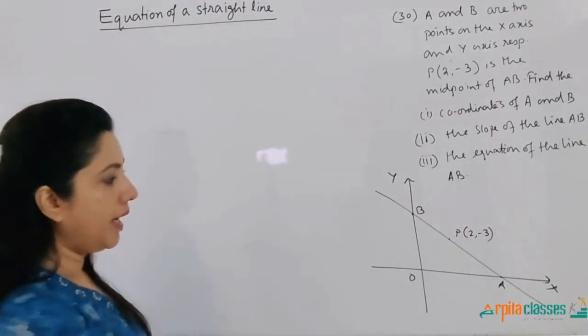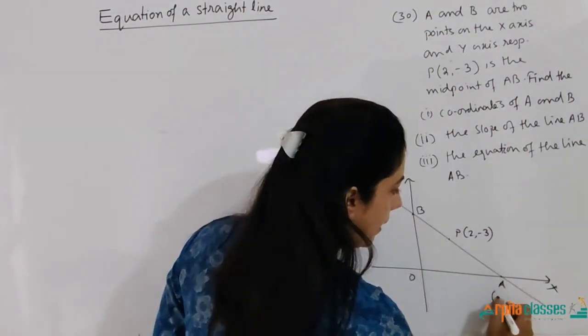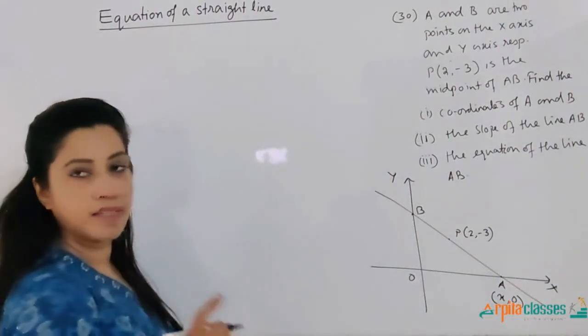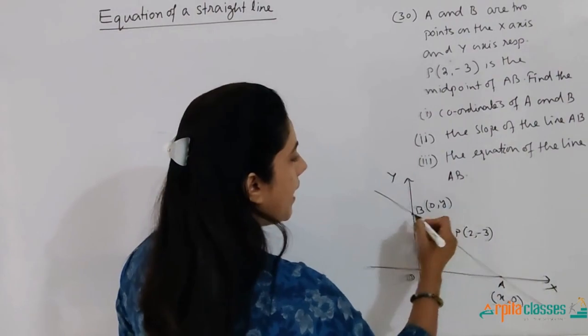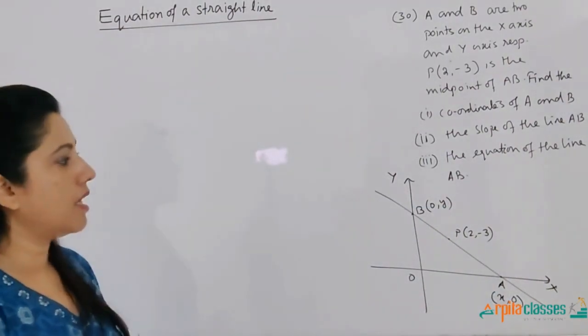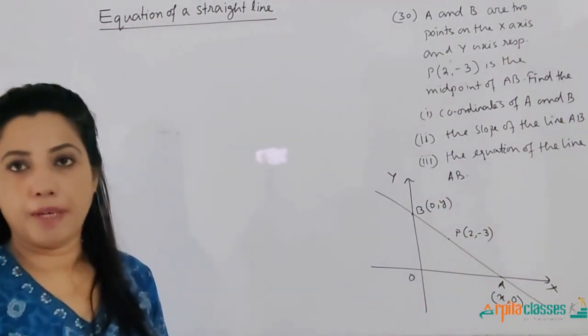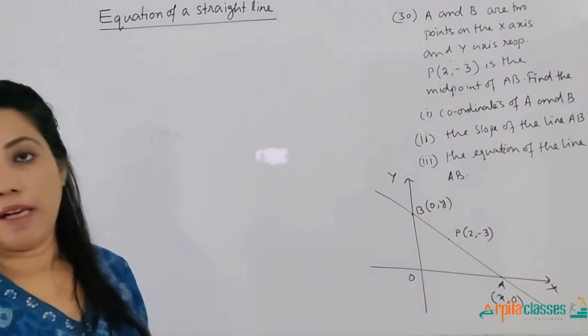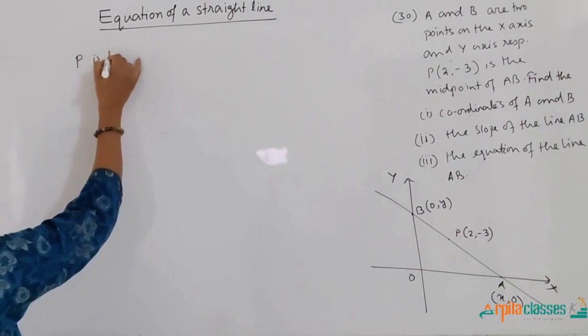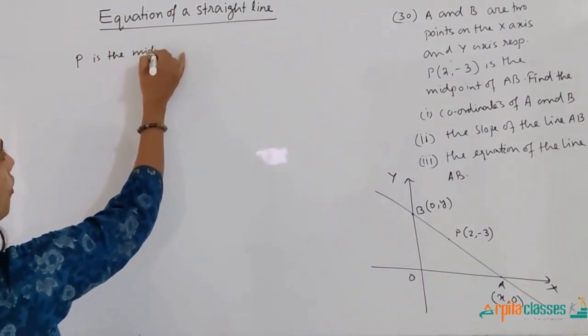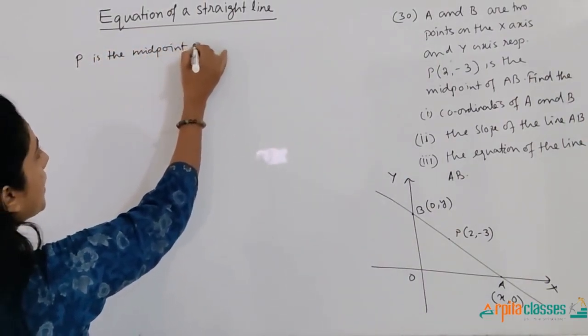So very clearly the coordinates of A will be (x, 0) as it is lying on the x-axis. The coordinates of B will be (0, y) as it is lying on the y-axis. And P is the midpoint of AB. So we can find A and B by the midpoint formula. So we write down here: P is the midpoint of AB.